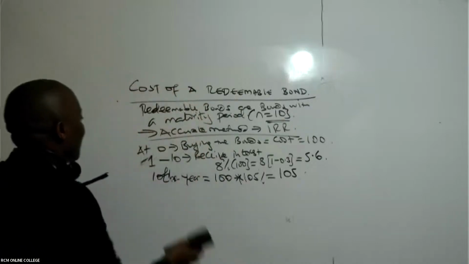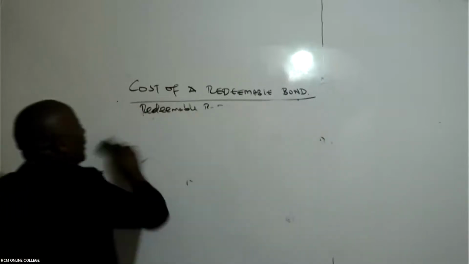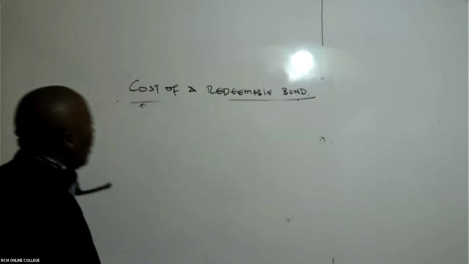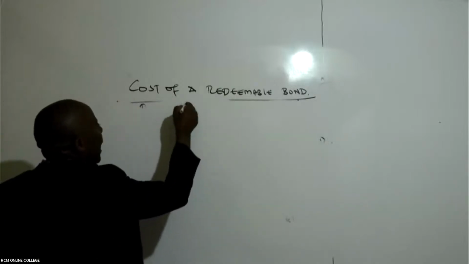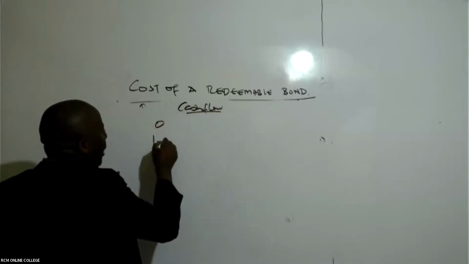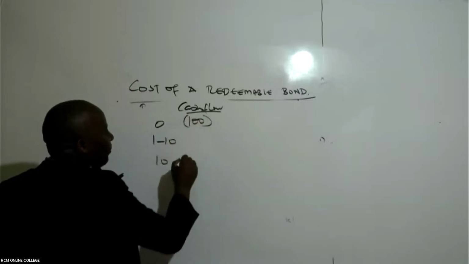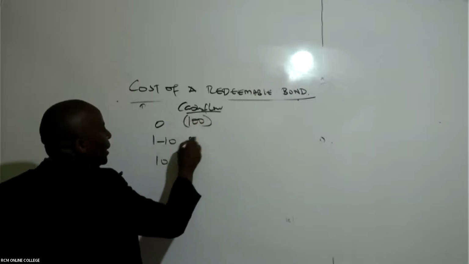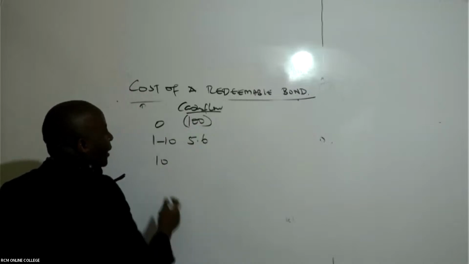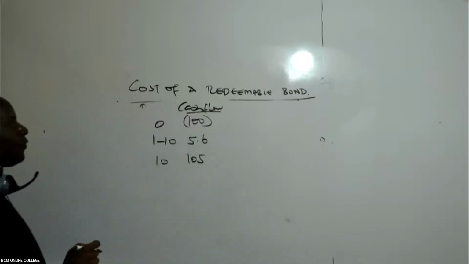Great. So allow me to come and do a cash flow statement. This is how my cash flow will look. We have 0, 1 to 10, and then 10 here. At 0, I'm buying the bond. From 1 to 10, I can see myself getting 5.6. It's an inflow. And then at year 10, I can see myself getting the redemption value of 105.